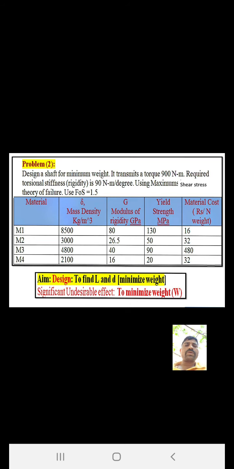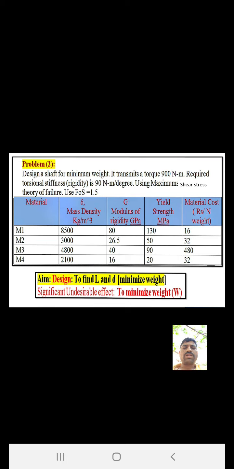It is denoted by capital T. The required torsional stiffness or rigidity is 90 Newton meter per degree. Using the maximum shear stress theory of failure, use a factor of safety of 1.5. Again the same kind of data is given: materials M1, M2, M3, M4. For those materials the mass density, modulus of rigidity, yield strength and material cost are given. Those four values are given.